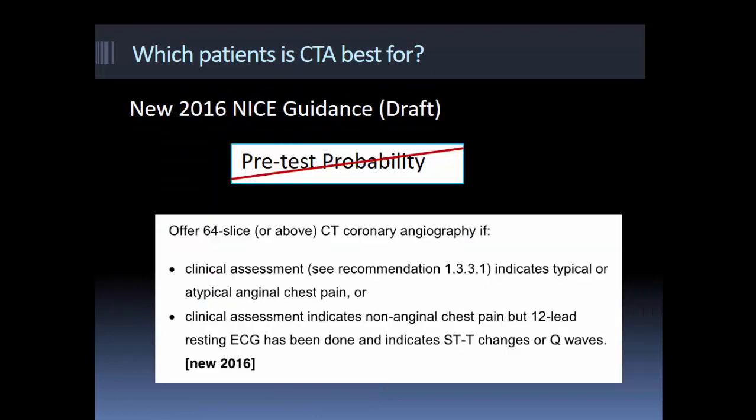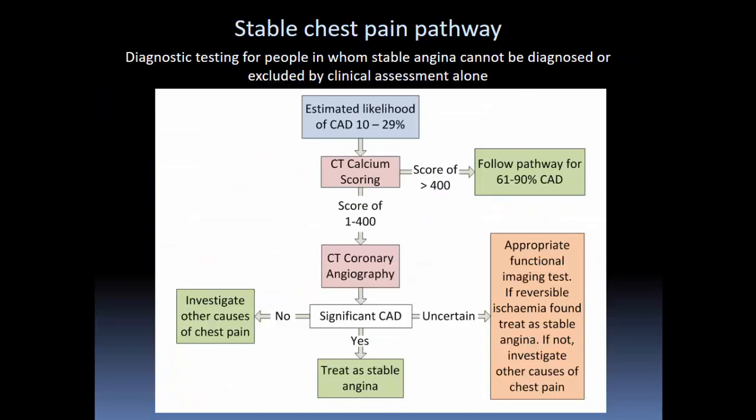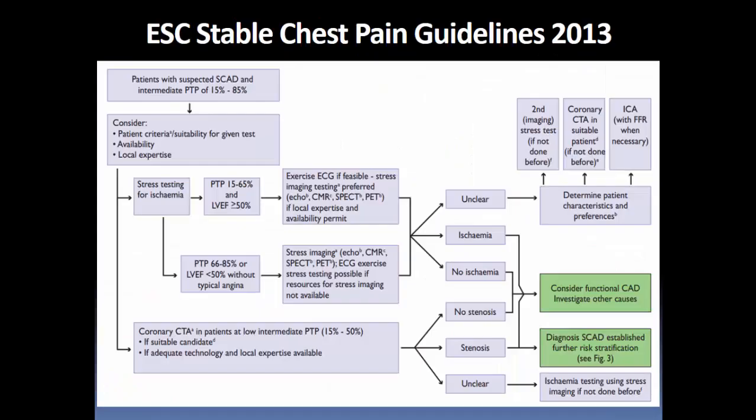understand this fact. And hence, probably quite wisely, the new NICE guidelines are ditching the pretest assessment completely now because of so much variability. So I will skip all this. You have heard this a number of times. This is the ESC guidelines, which suggest that coronary CTA and functional stress imaging is good in patients with low to intermediate pretest probability.